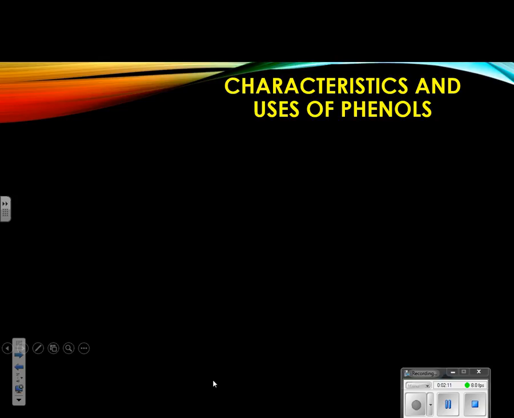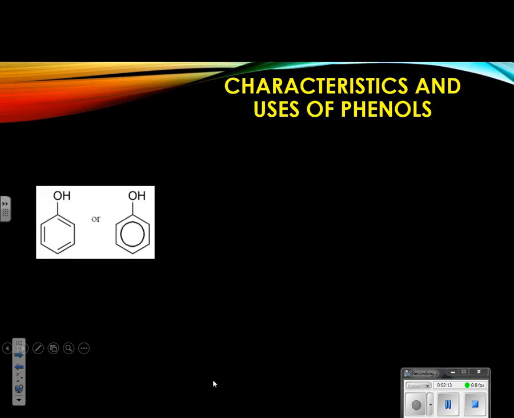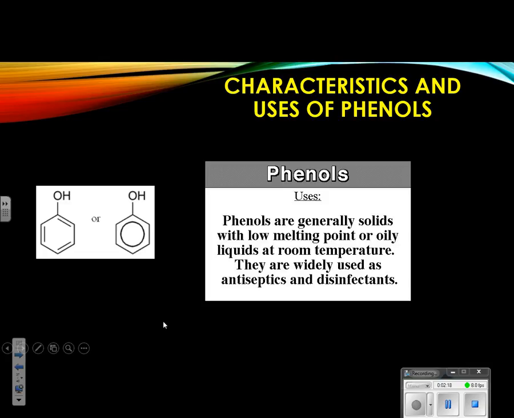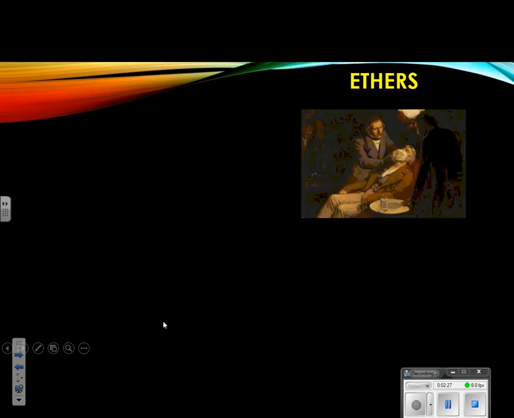Some characteristics and uses of phenols. Remember, this is a phenol. You can draw it either way. Phenols are generally solids with low melting points and/or oily liquids at room temperature. They are widely used as antiseptics and disinfectants.